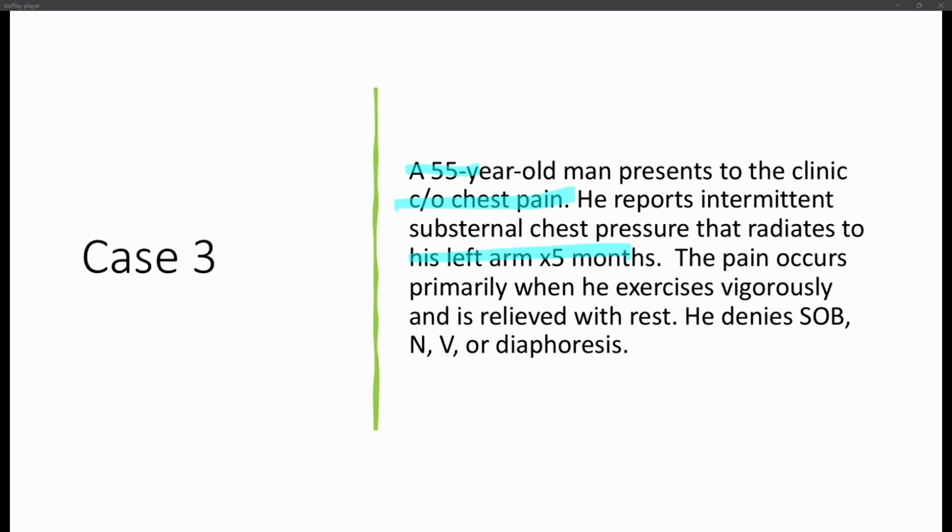Did the chest pain get worse? Did the chest pain get to a different area? Now you're coming to see me? So start thinking of these things as you're studying. Pain occurs primarily when he exercises vigorously and is relieved with rest. Denies any other symptoms associated with it. So chest pain with exertion, right?